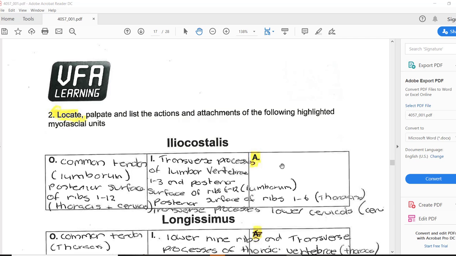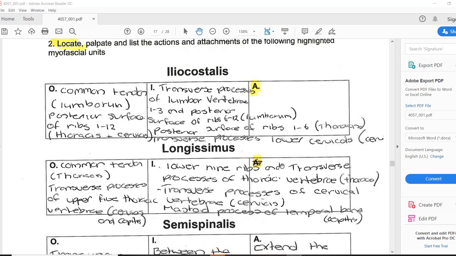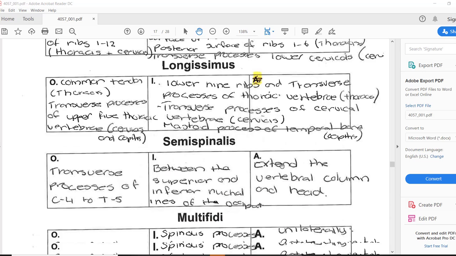So for part 2, you need to be able to locate, palpate and list the actions and attachments, so the origin and insertion, of the following myofascial units. So for iliocostalis, you need to be able to identify what the actions are. The same for longissimus, so the actions of it.